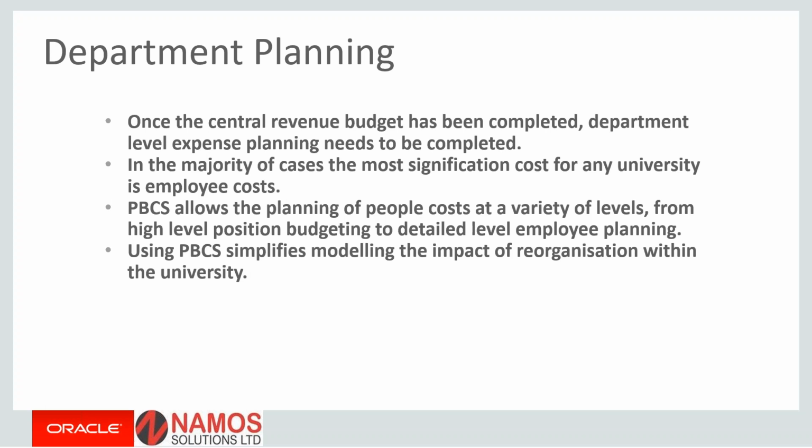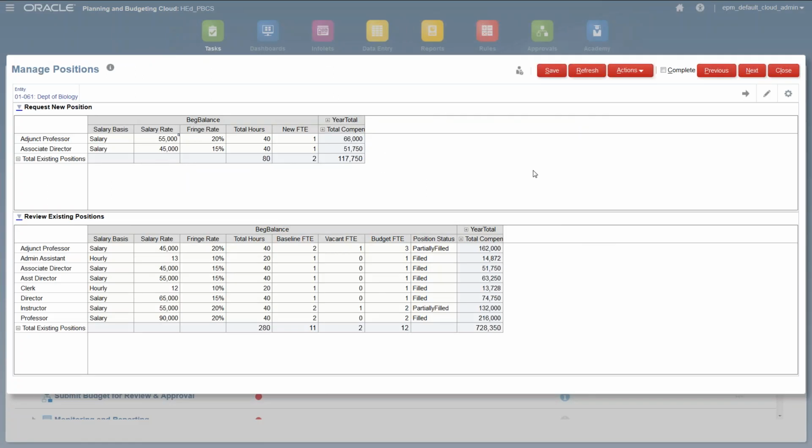So PBCS has a number of different workforce models. Workforce is what we call our employee level planning. So you can plan at a variety of different levels. You can plan at a very high level position budgeting model, or a very detailed down to individual named employee level. Using PBCS makes it a lot easier to calculate these employment costs, and it also makes it a lot easier to complete any reorganisations within the university and see the impacts of the costs of reorganising your staff across the university. So I'll just show you a screenshot from the application here.